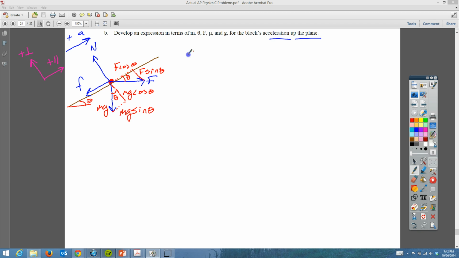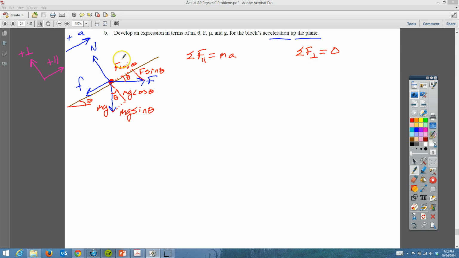Now that we've done that, let's do the sum of the forces in each of the directions. So this is the sum of the forces in the parallel direction, and that's equal to ma because we know it's accelerating. But let's do the one that has the smaller number of forces in it, and that is the perpendicular direction. And we know that it's not accelerating up or down. It's only left or right. So there is no acceleration in this direction.